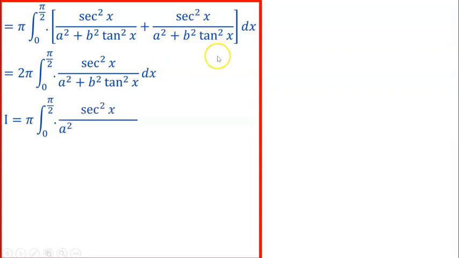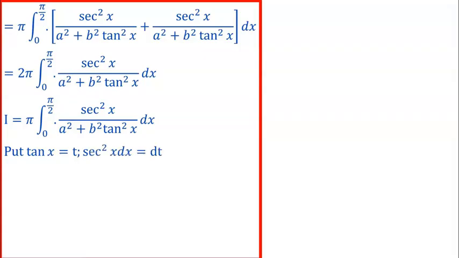Now as we replace, sec square x upon a square plus b square tan square x, both of these two terms are equal. Therefore, you will get 2 pi times the integral from 0 to pi by 2 of sec square x upon a square plus b square tan square x. And here I is equal to, the 2 gets cancelled on both sides. Therefore, I is equal to pi times the integral from 0 to pi by 2 of sec square x upon a square plus b square tan square x dx. Now substitution: put tan x is equal to t. Therefore, sec square x dx is equal to dt.